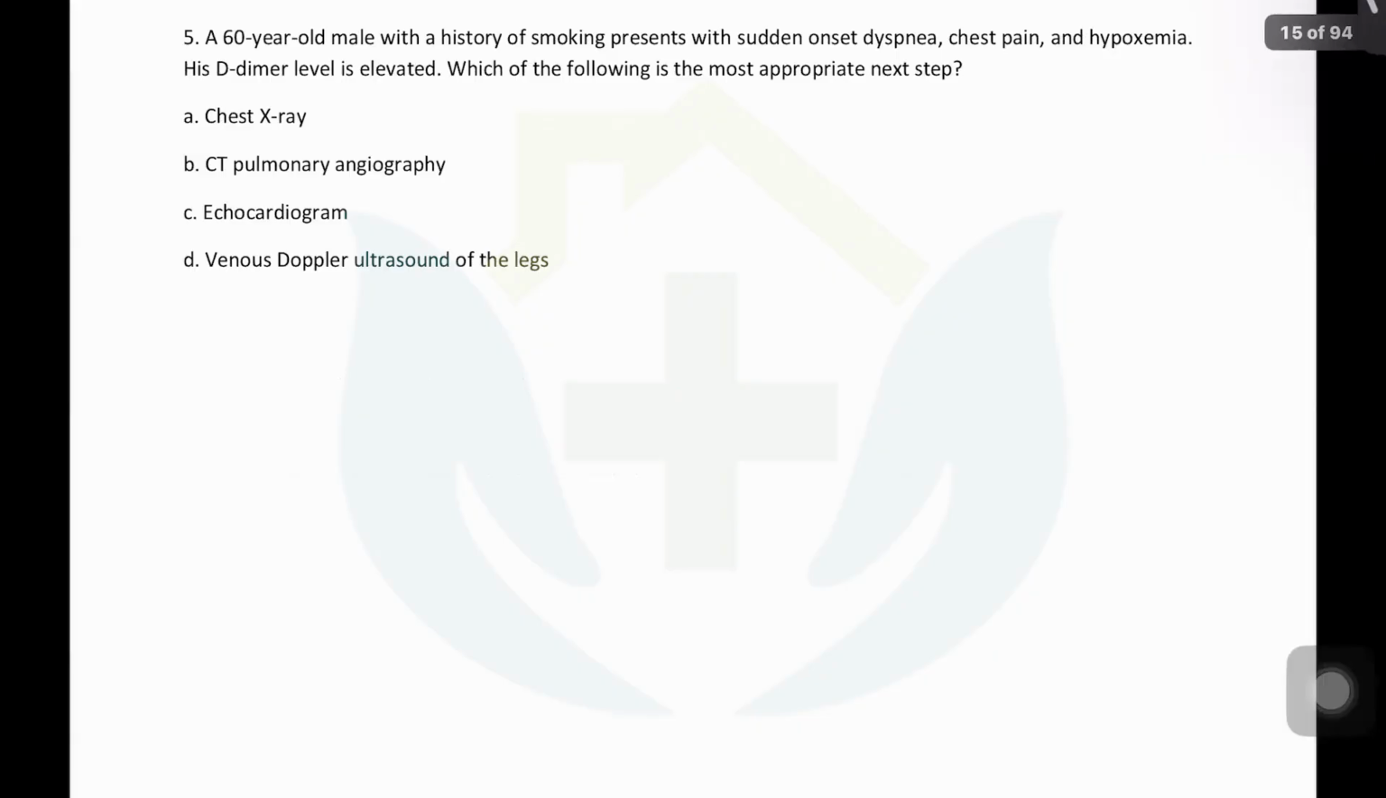So next question is, a 60-year-old male with a history of smoking presents with sudden onset dyspnea, chest pain, hypoxia. D-dimer level is elevated. Which of the following is most important next step? CT should be. So very important. Now here is a full algorithm here.